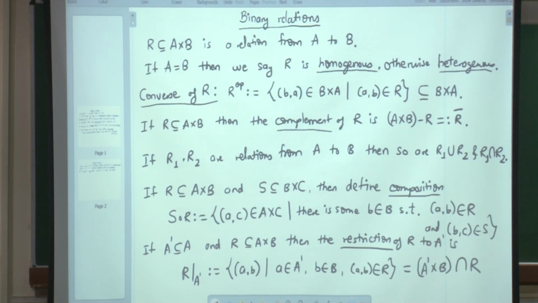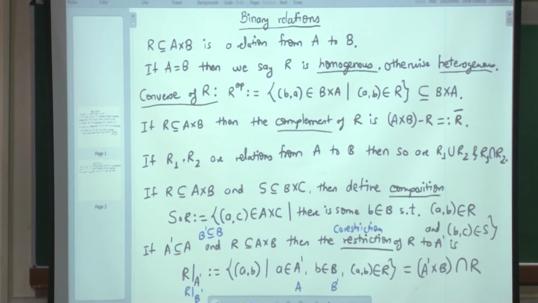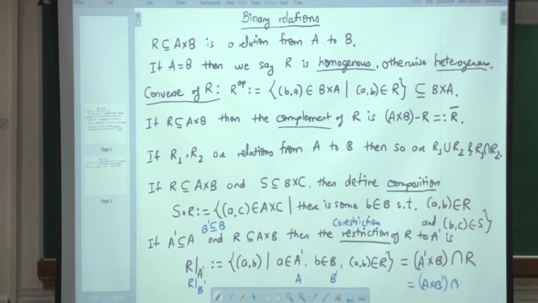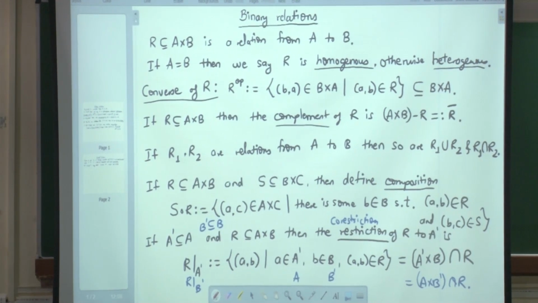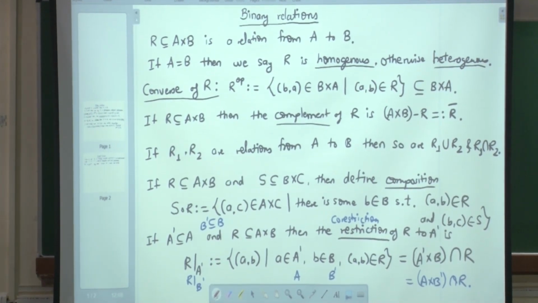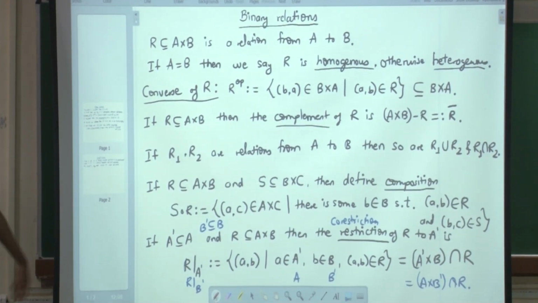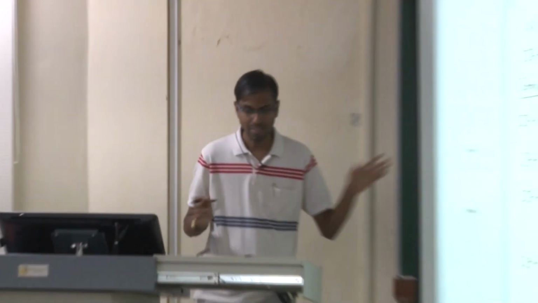Now I am just going to say if B prime is a subset of B, then the co-restriction is, yeah, R restricted to B prime, where you simply make it A cross B prime intersection R. At the same time you can do restriction and co-restriction both. Okay, in this part no examples, because these are all simple things. Any questions about this?